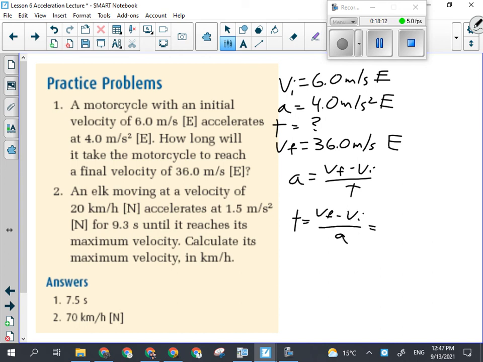And then just plug in my numbers. 36 minus 6, divided by 4. All right, so we're going to have 30 over 4, which should give us 7.5 seconds. Again, no direction on that because time is scalar. I have to make sure, though, when I punch this into my calculator, that I'm doing the top first and then dividing by the bottom. The formula is change in velocity divided by change in time. And if you don't punch it into your calculator that way, it'll do order of operations and it'll really mess it up. All right, questions on the first one?